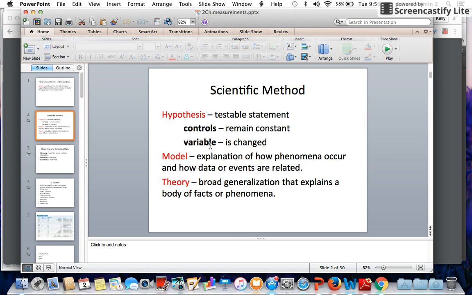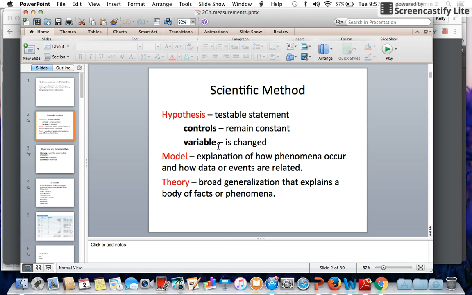So for example, if you want to determine if wood burns better in a helium environment versus an oxygen environment, you'll have controls of the same amount of wood and the same way you try to light it. And the variable is the type of gas that you're trying to burn the wood in. So that's what's changed, and you only change one thing. So you don't want to change the gas that the wood's burning in and the type of wood, like pine or maple or something like that.